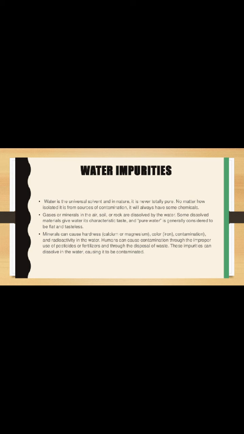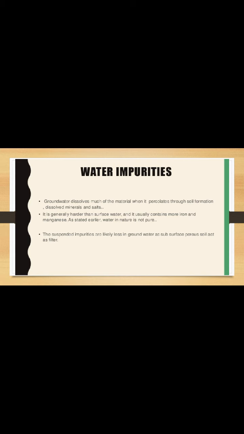The minerals can cause hardness, such as calcium or magnesium. Also, color consists of ions, contaminations, and radioactive substances in the water. Humans can cause contamination through the improper use of pesticides or fertilizer and through the disposal of waste. So these impurities can dissolve in water, causing it to be contaminated.